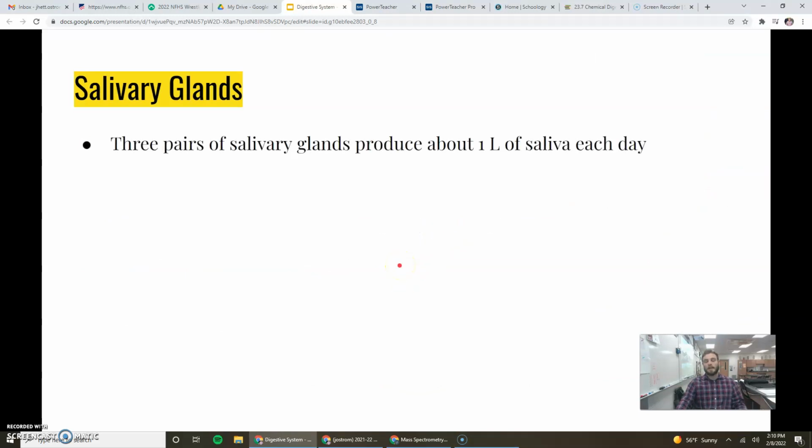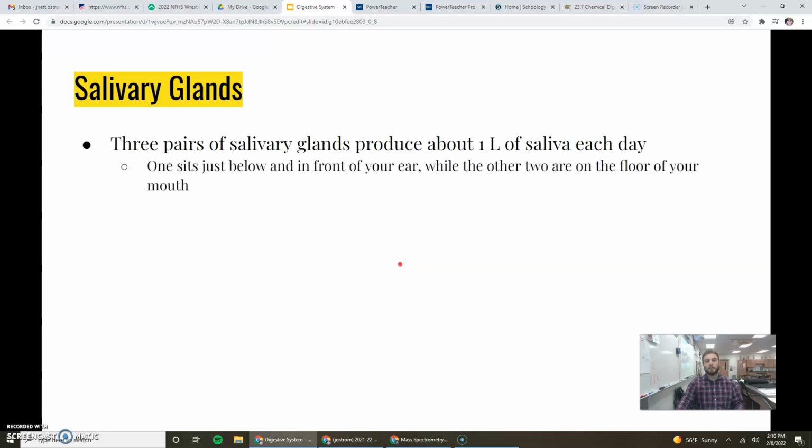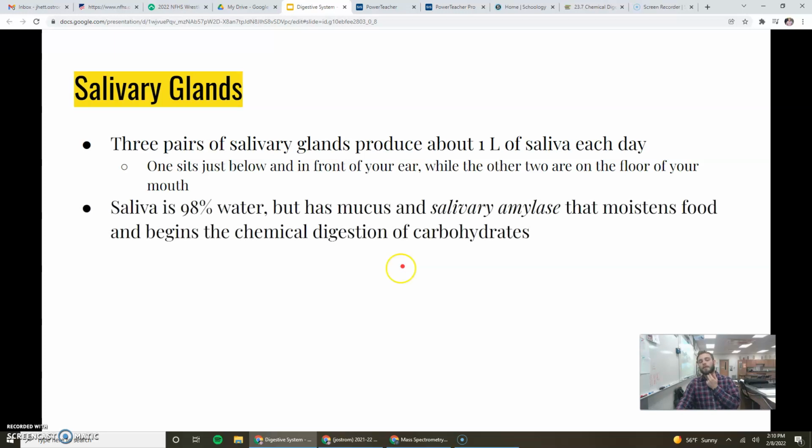You have 3 pairs of salivary glands that over the course of a day will produce about 1 liter of saliva. One of them is going to sit just below and in front of your ear, and the other 2 are going to be located on the floor of your mouth.